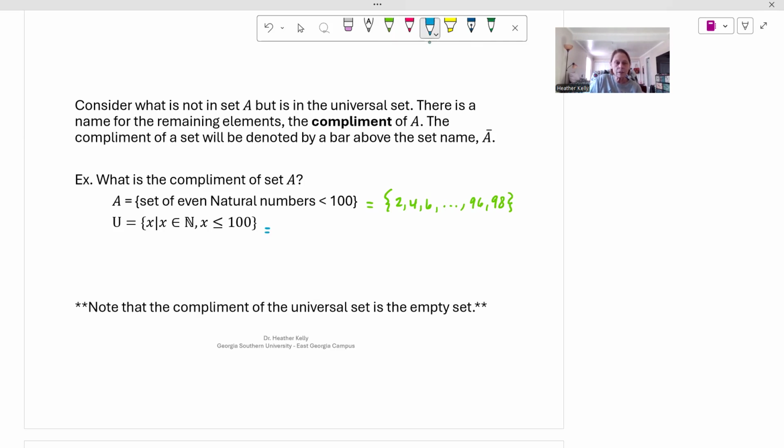If we look at this, our universal set is the set of all natural numbers where x is less than or equal to 100. So 1, 2, 3, up to 99 and 100. So that is what our universal set looks like. So what would our complement look like?